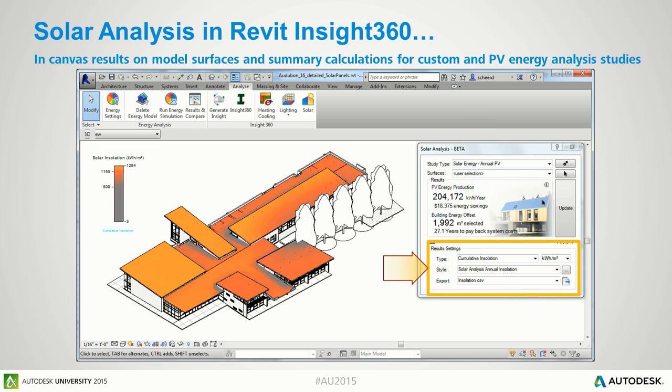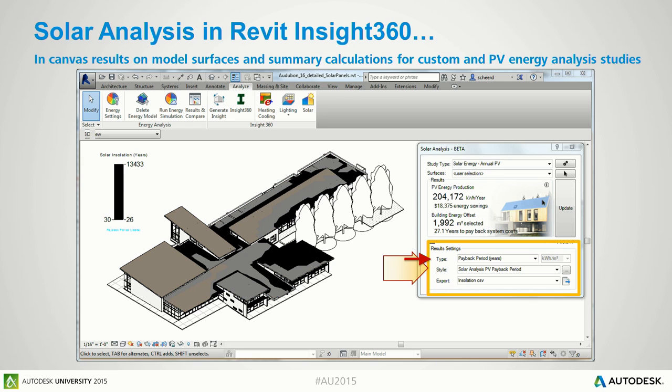And then some advanced settings. It's often a little difficult to find the ways to navigate through the analysis display styles and the different result settings. So we just made a little helper dialog here where you can navigate through the different analysis results. In this case, cumulative insolation or PV energy, so you can see how much energy is coming in per square meter on each part of the building.